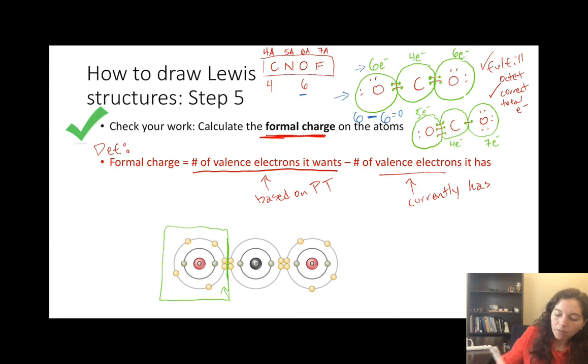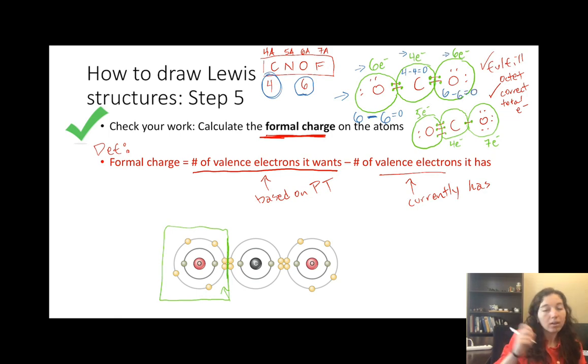For carbon, it wants 4. We can see that here from the periodic table. We're going to subtract that from what it currently has, which is also 4. So good news. And then the next one, it wants 6. That's from the periodic table here. And it has 6. So the formal charge for this one is 0. So all of those atoms have 0 formal charge on them.